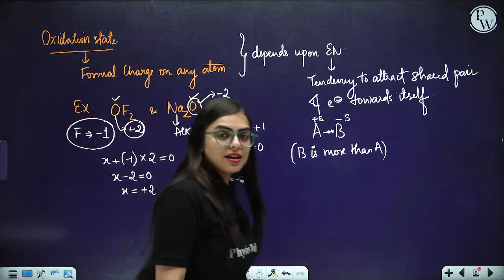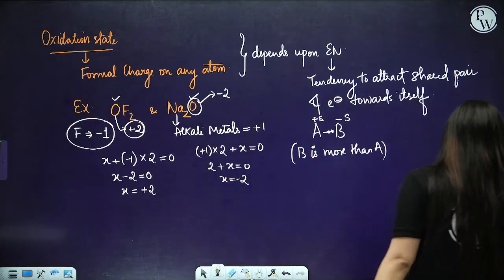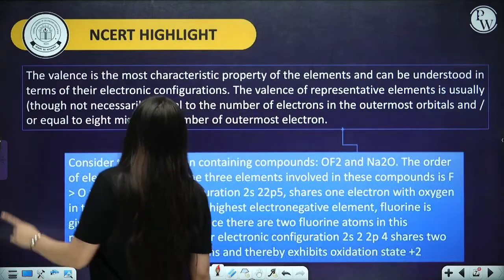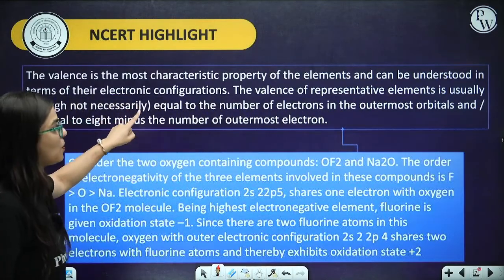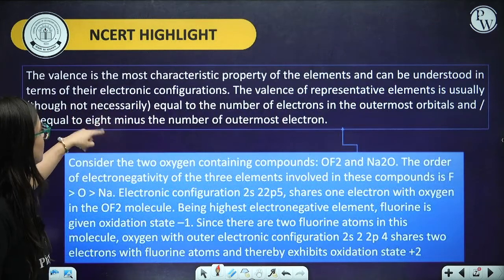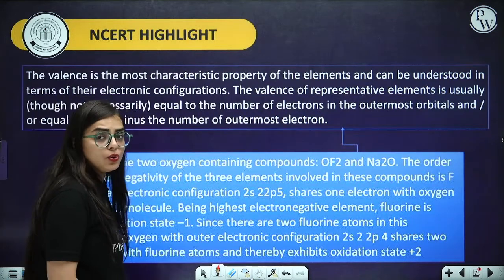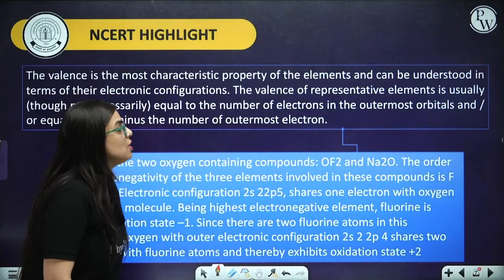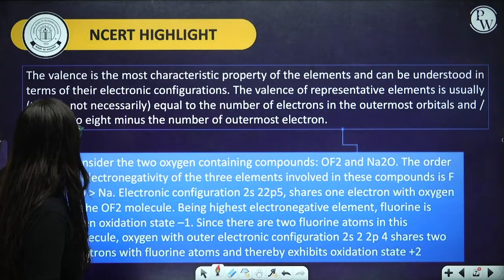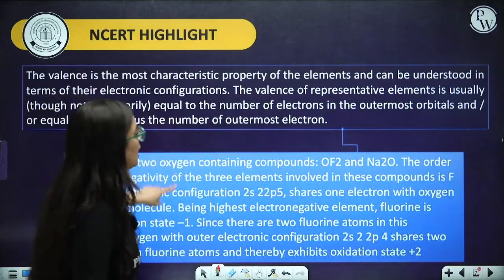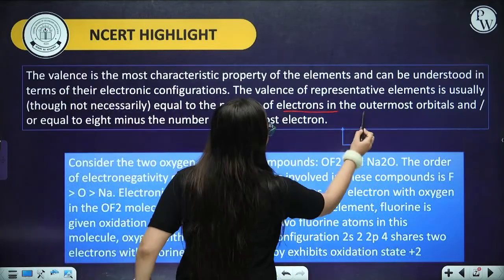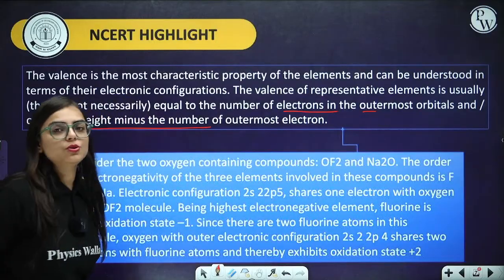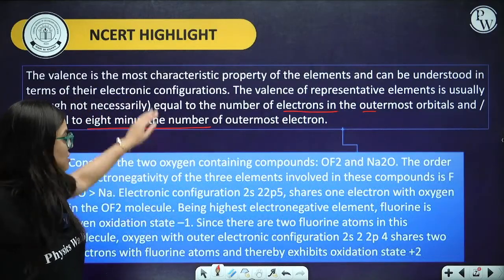Let us read the NCERT highlight with regard to this topic as well. So NCERT highlight basically states these statements. The valency is the most characteristic property of the elements and can be understood in terms of their electronic configuration. Already told you, in terms of electronic configuration. The valency of the representative elements is usually, though not necessarily, equal to the number of electrons in their outermost orbital, or equal to 8 minus the number of outermost electrons. Clear everyone? So this I have already told you.